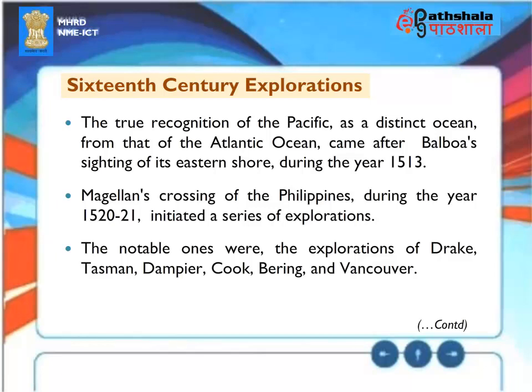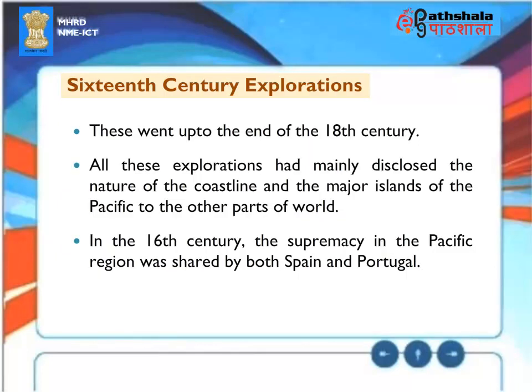16th century explorations. The true recognition of the Pacific as a distinct ocean from the Atlantic Ocean came after Balboa's sighting of its eastern shore in the year 1513. Magellan's crossing of the Philippines in 1520-21 initiated a series of explorations. The notable ones were the explorations of Drake, Tasman, Dampier, Cook, Bering, and Vancouver. These went up to the end of the 18th century. All these explorations had mainly disclosed the nature of the coastline and the major islands of the Pacific to the other parts of the world.